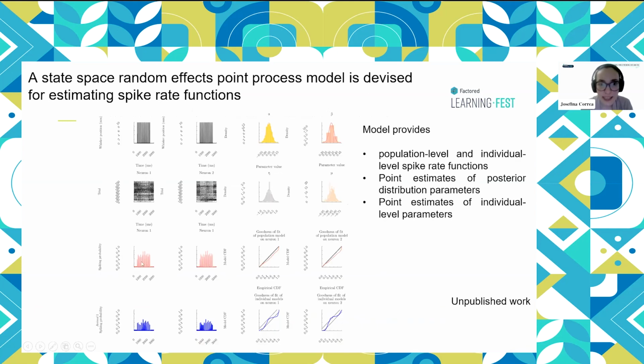So this is the data that I showed you before. I've combined it into a single raster plot. So if you put the data from all of the animals into one big raster plot, you end up with something that looks like this. And above is still the same as before. And now we have some idea of what the population level and individual level spike rate functions look like.